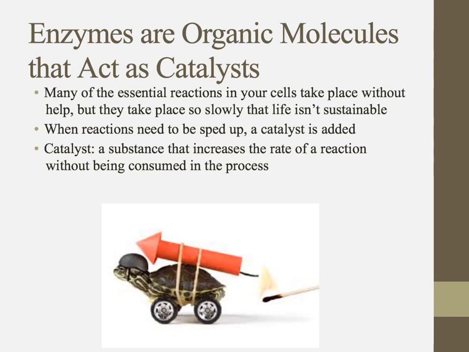Now, we have hundreds, thousands of different metabolic reactions that have to happen in our cells in order to sustain life. And the sucky part about most of them is that they're really slow. If we let them do their slow thing on their own, they would take place at such a pace that life wouldn't be sustainable. So to speed them up, we can add something called a catalyst. A catalyst is any substance that increases the rate, so it makes things faster without being consumed. So it doesn't get used up in the process.